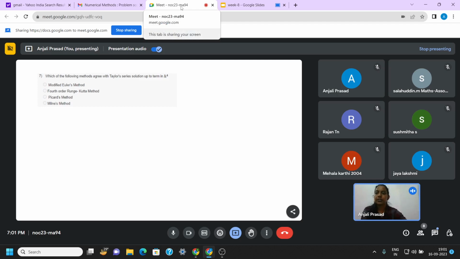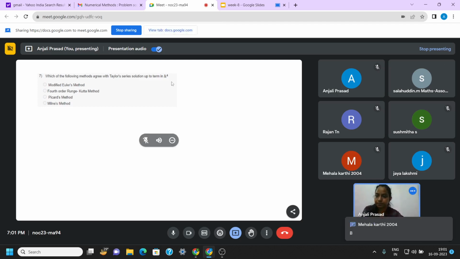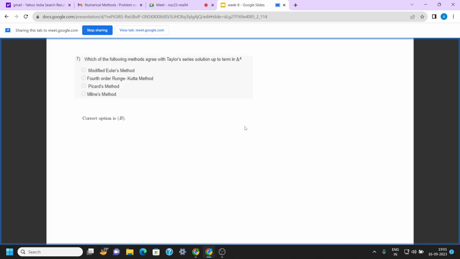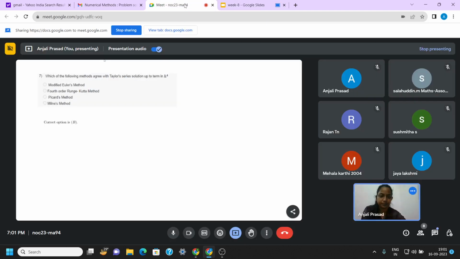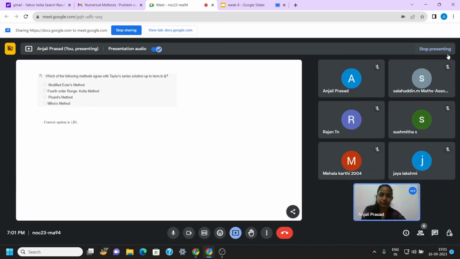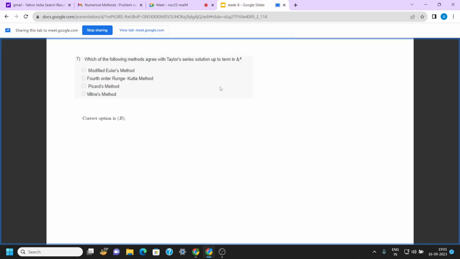Which of these methods agree with the Taylor series solution up to the term h power 4? Fourth order Runge-Kutta. So the answer is B, that is the fourth order Runge-Kutta method. So this you will get from the formulas and the definition. Let's move to the next question.